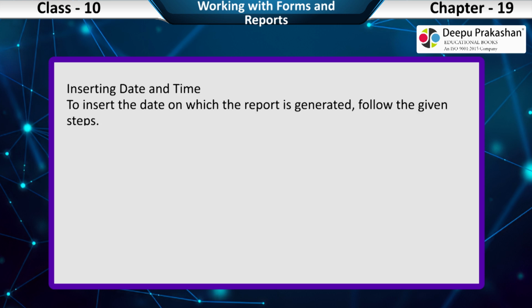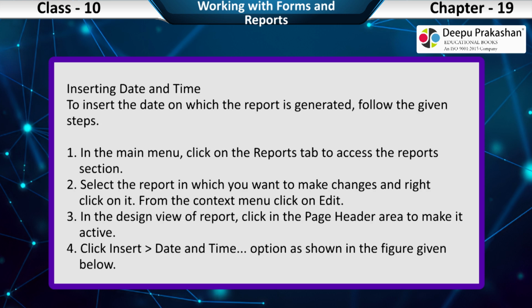Inserting date and time. To insert the date on which the report is generated, follow the given steps. 1. In the main menu, click on the Reports tab to access the Reports section. 2. Select the report in which you want to make changes and right-click on it. From the context menu, click on Edit.